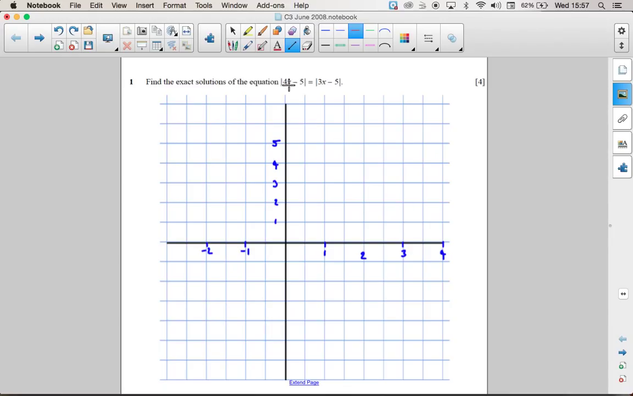So normal 4x minus 5 would have a gradient of 4 and go through the y-axis at minus 5. So that would be 1, 2, 3, 4, 5. That would be here. And we'd go across 1 and up 4, across 1 and up 4, 1, 2, 3, 4, and so on.